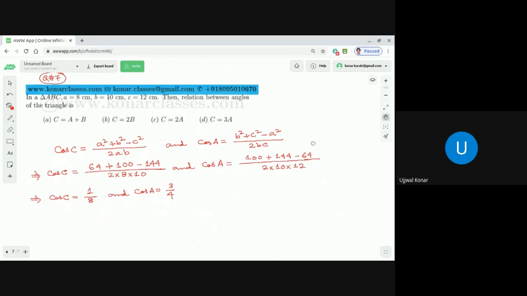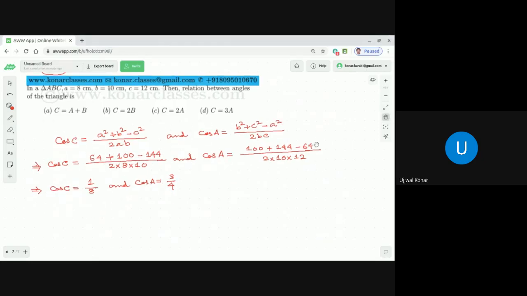Now, dear students, as there is a relationship between C is equal to 2A or C is equal to 3A, option C and option D, that motivates me to find the value of cos 2A. So, to find the value of cos 2A, cos 2A is equal to 2 cos square A minus 1, from the trigonometric formulas we know. So from here, cos 2A is equal to 2 into 9 by 16 minus 1.